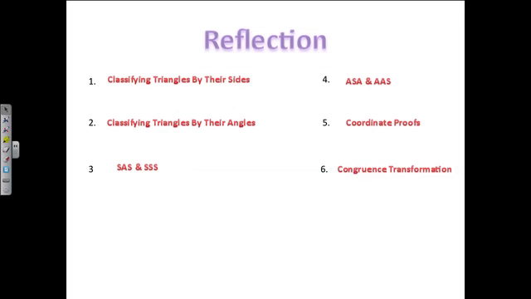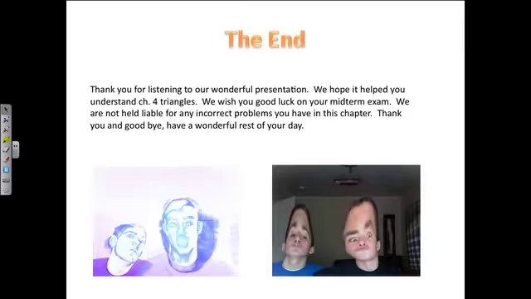Now for our reflection. First, we covered classifying triangles by their sides. Second, we covered classifying triangles by their angles. Next, we had SAS and SSS. And fourth, we had ASA and AAS. Fifth, we had probably the most important coordinate proofs. And next, we had congruence transformations.